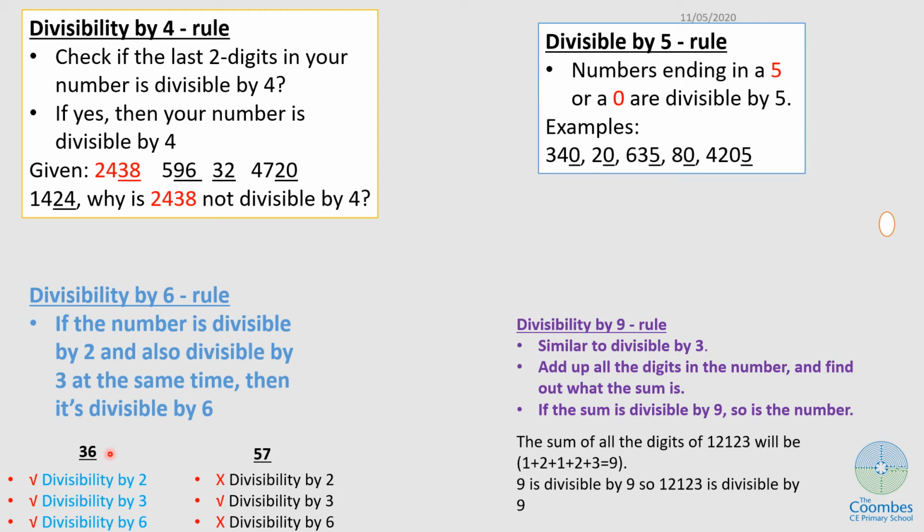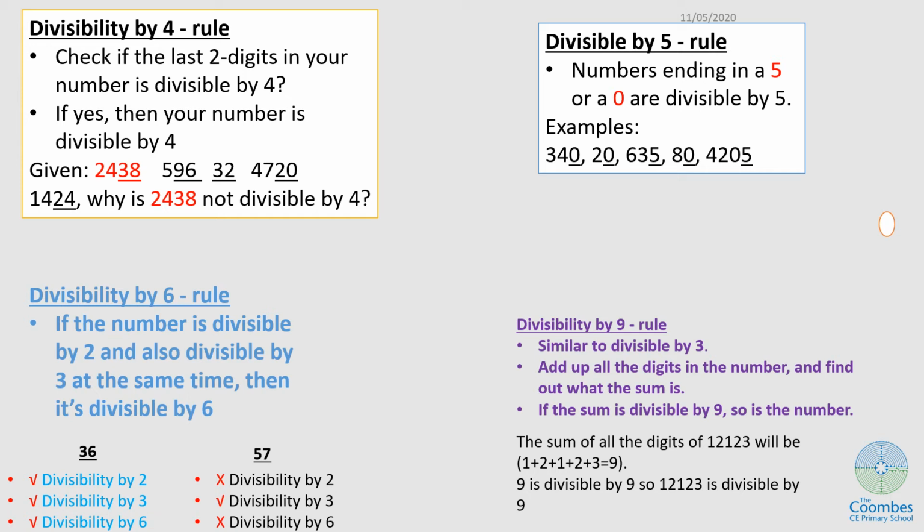Let's take the number 36. Can I divide 36 by 2? Yes. That will be 18. So it's divisible by 2. Can I divide 36 by 3? Yes. That will be 12. So since 36 is divisible by 2 and also divisible by 3 at the same time, it must be divisible by 6.